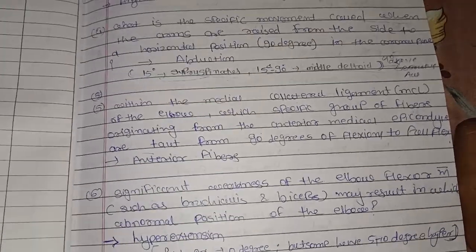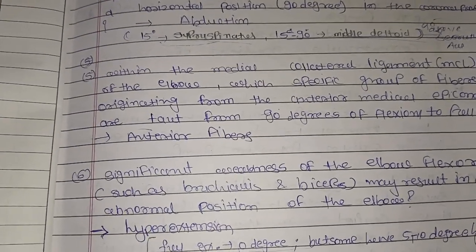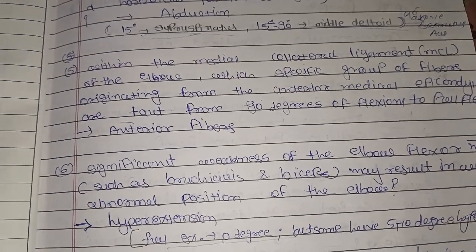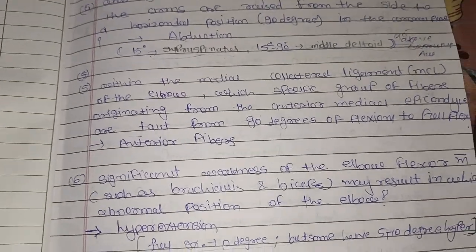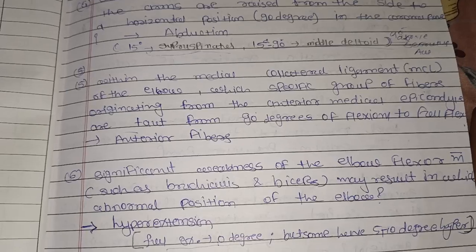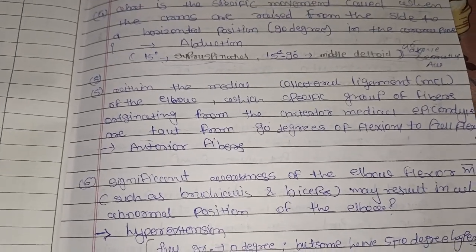Within the medial collateral ligament of the elbow, which specific group of fibers originating from the anterior medial epicondyle are taut from 90 degrees of elbow flexion to full flexion? Anterior fiber.